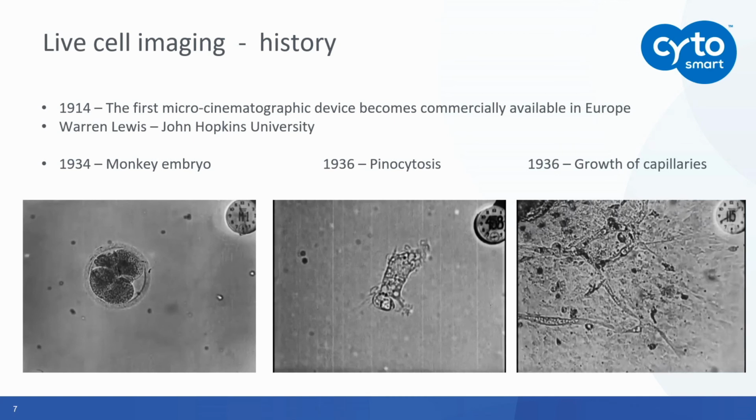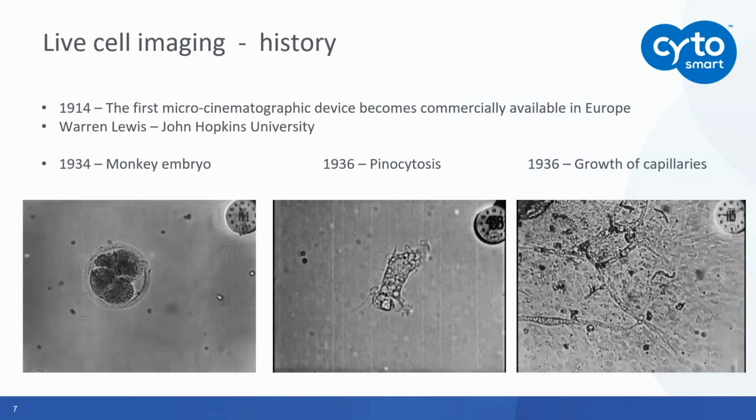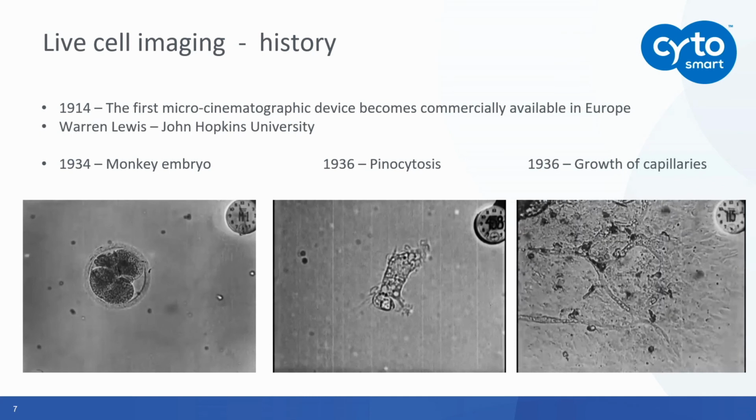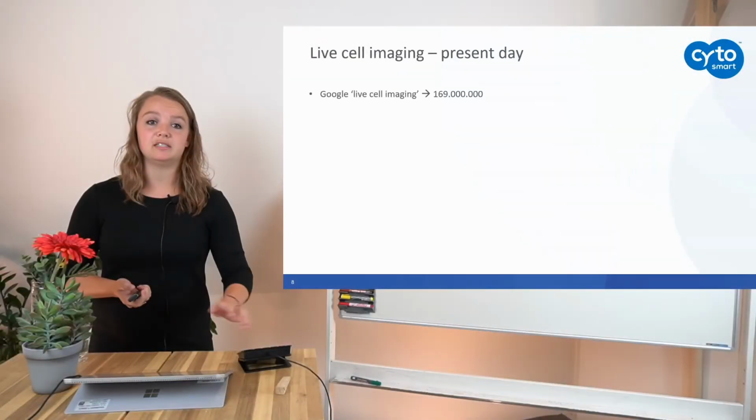Using microcinematography, they were now able to see things that were not visible in any other way, because the movement of many cells is so slow that with human perception we cannot see that a cell is moving, because it's going so slow. So, live cell imaging in the present day.